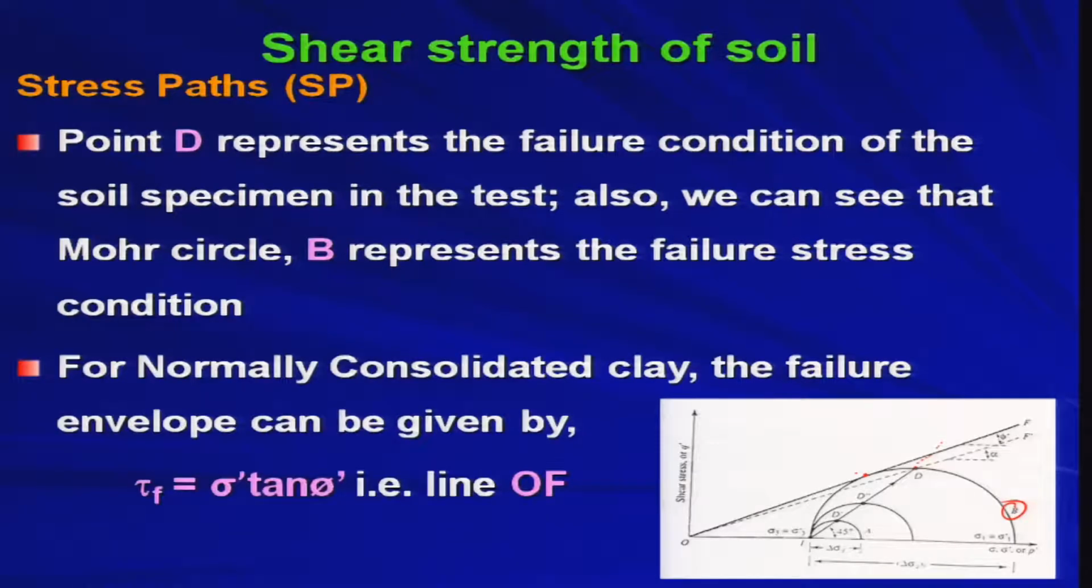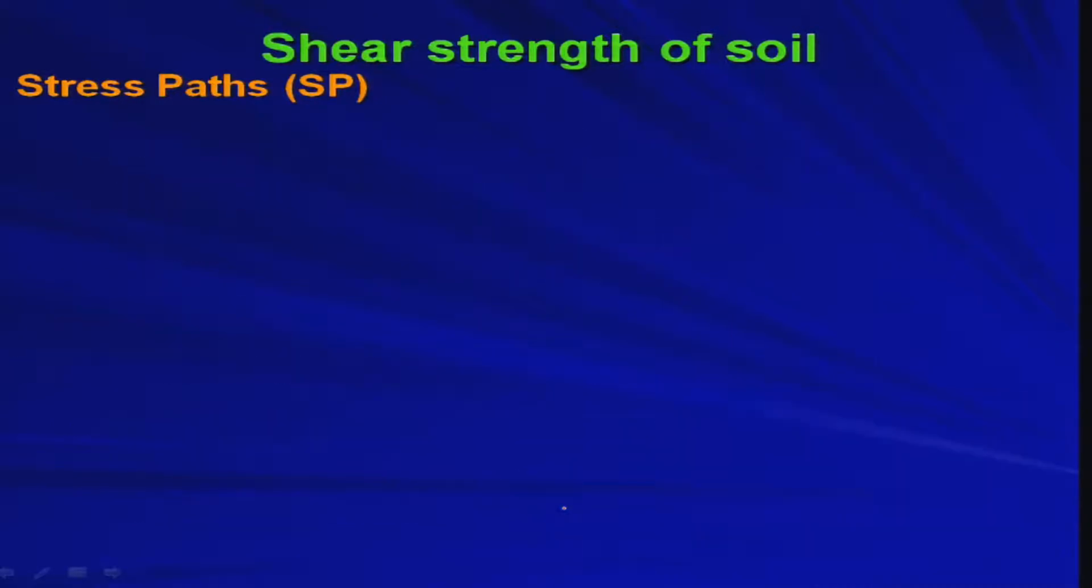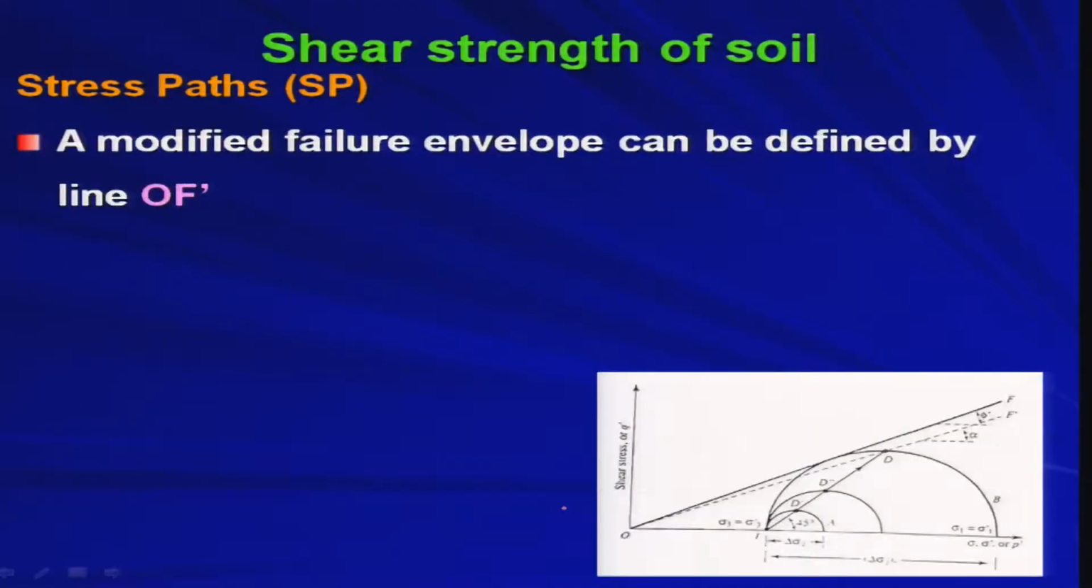For normally consolidated clay, the failure envelope can be given by tau f equal to sigma prime into tan phi prime, that is line OF, agreed. That is not new, we already saw it when we talked about the CD test. So, tau f, the failure envelope, is equal to sigma prime tan phi prime, denoted by the line OF. A modified failure envelope can be obtained by line OF prime. Now you see this dotted line; this OF prime is giving you the modified failure envelope.